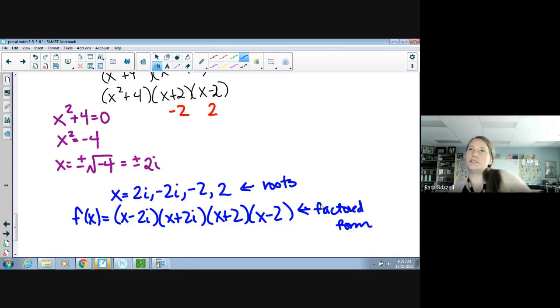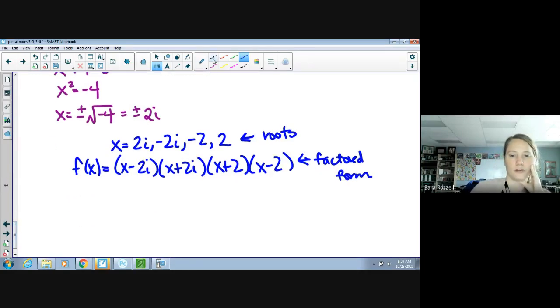How many times does this graph actually cross the x-axis? 2 times. Imaginary answers aren't actually on our xy axis. Only the real answers are. So just know that this would touch the x-axis twice. Even though there are 4 roots, it doesn't mean it's going to touch it all 4 times. Okay.